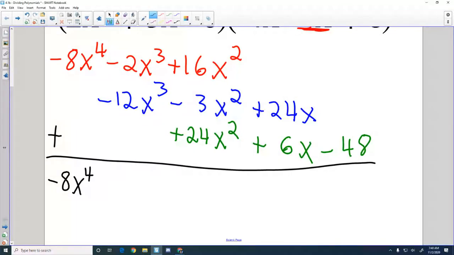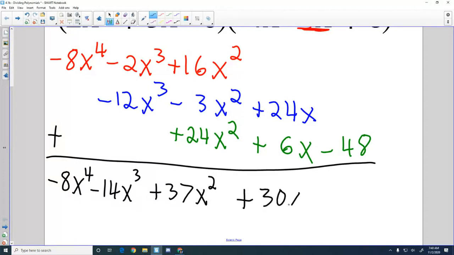Then I've got a -2x cubed minus 12x cubed for a total of -14x cubed. Then I've got all those x squareds. 16 plus 24 is 40, minus 3 is 37. This is positive 37x squared. Then 24x plus 6x is a total of plus 30x. Then that last term, that minus 48, the constant, there's no other constants to add together. And that is our final polynomial.